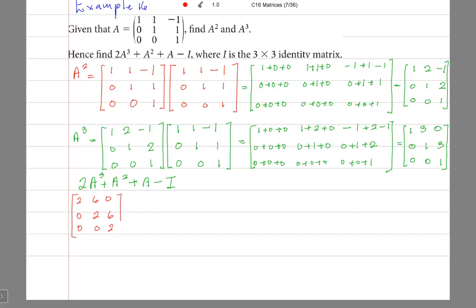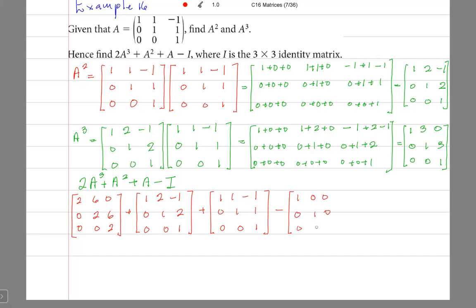That's 2A cube plus A squared. A squared is 1, 2, minus 1, 0, 1, 2, 0, 0, 1. That's A squared plus A. A is 1, 1, minus 1, 0, 1, 1, 0, 0, 1. Now minus just I. And I is the 3 by 3 identity matrix, so it's 1, 0, 0, 0, 1, 0, 0, 0, 1.